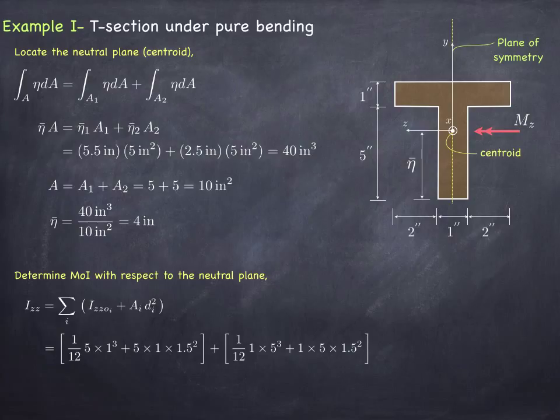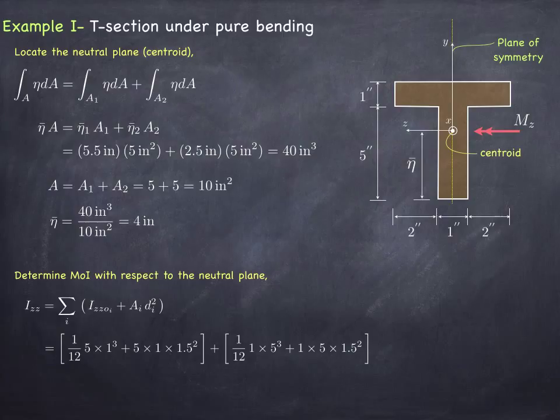And then to that, I will add the cross-sectional area of the flange, which is 5 times 1, and then the distance of the centroid of the flange to the centroid of the entire section. The centroid of the flange is located 1.5 inches from the centroid of the entire cross-section. You can compute that with the knowledge of eta bar being 4 inches, because if you subtract from 5 inches, the height of the web, the 4 inches, you'll get 1 inch, and then a half inch for the thickness of the flange will get you the 1.5 inches you're looking for.